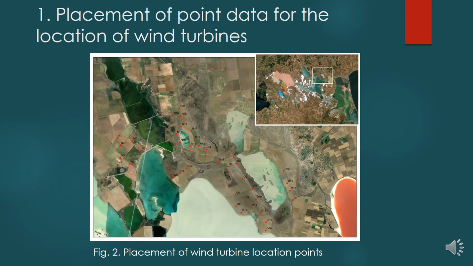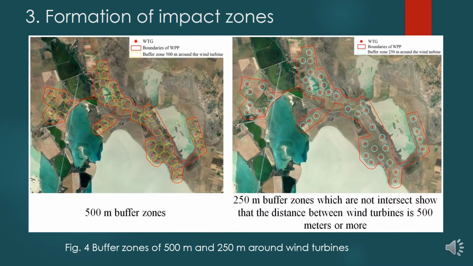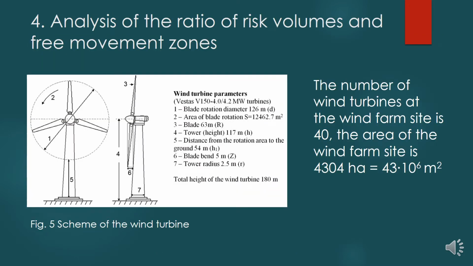Here is the placement of point data for the location of wind turbines. Now we can see the formation of the boundaries of the wind farm site based on 500 meters buffer zones around the VTG or zones of potential impact. Here you can see the formation of impact zones. On this slide is analysis of the ratio of risk volumes and free movement zones. More details are in the next two slides.